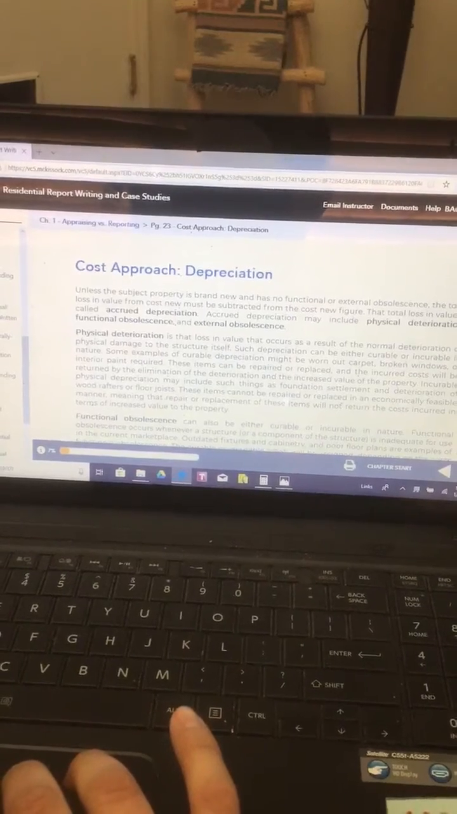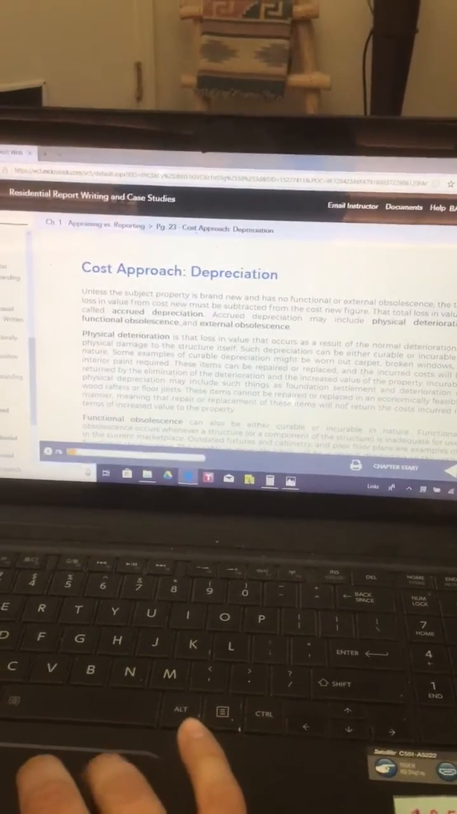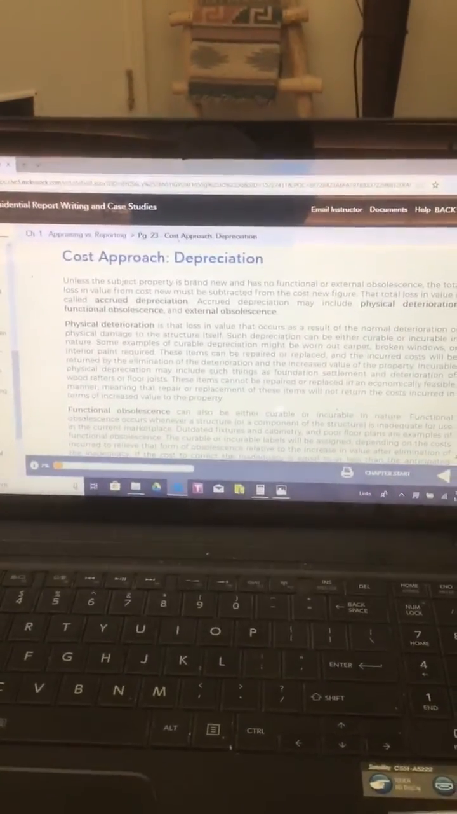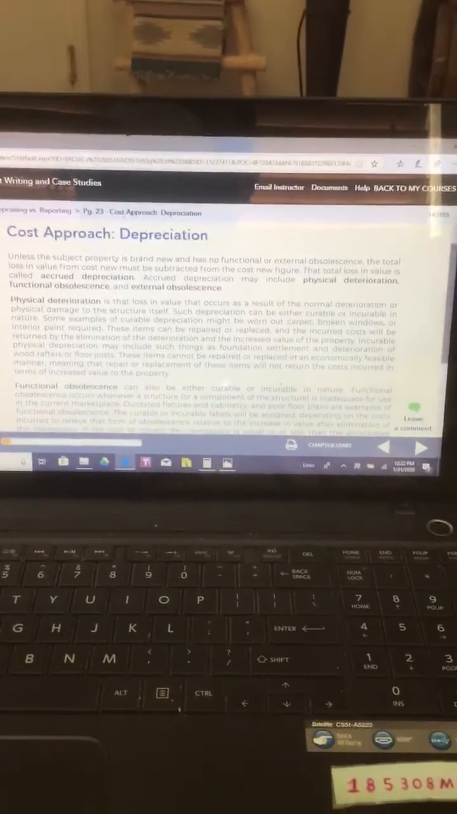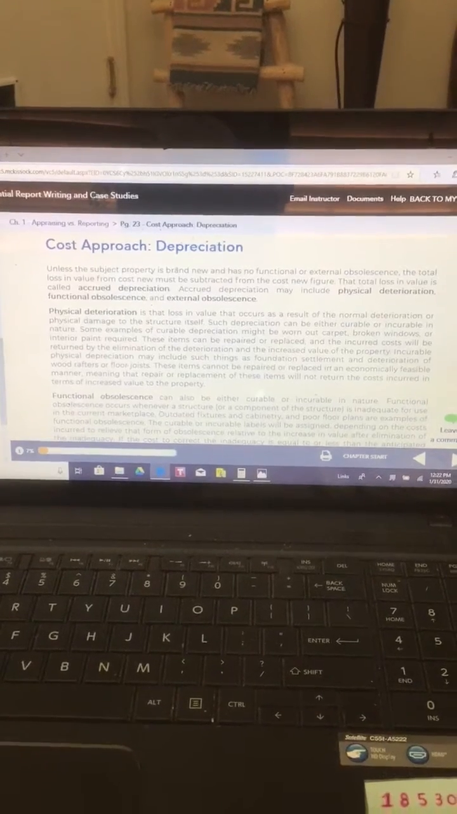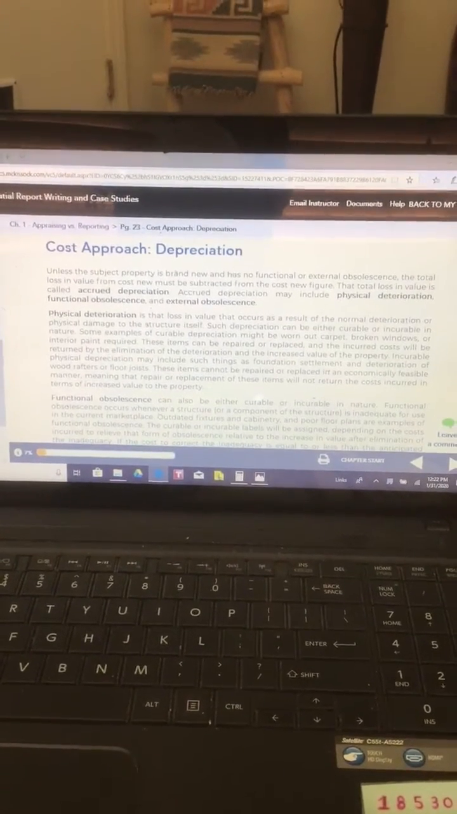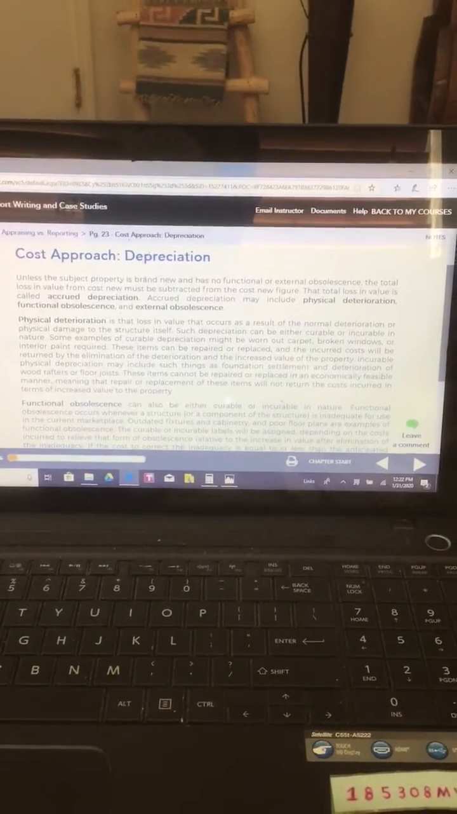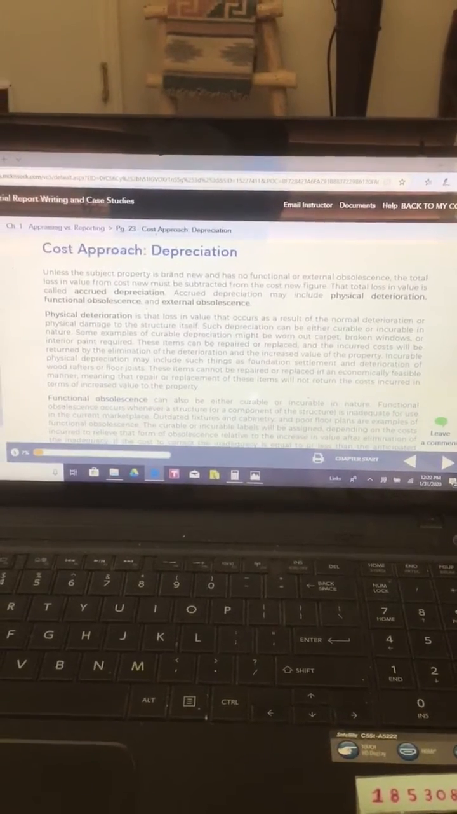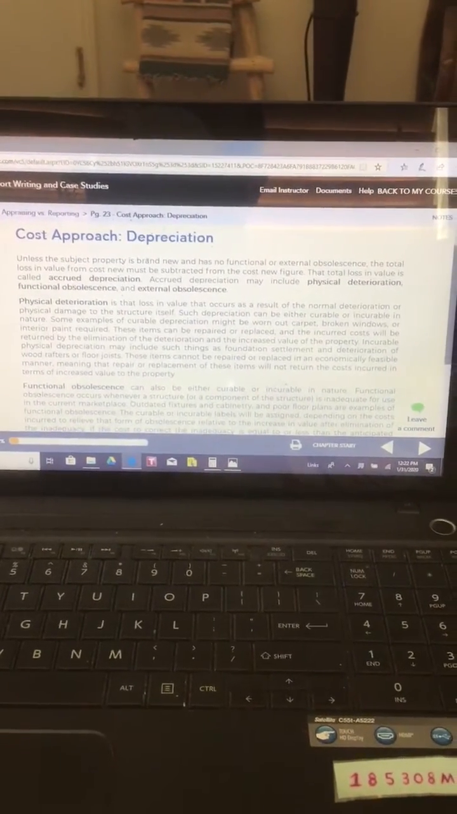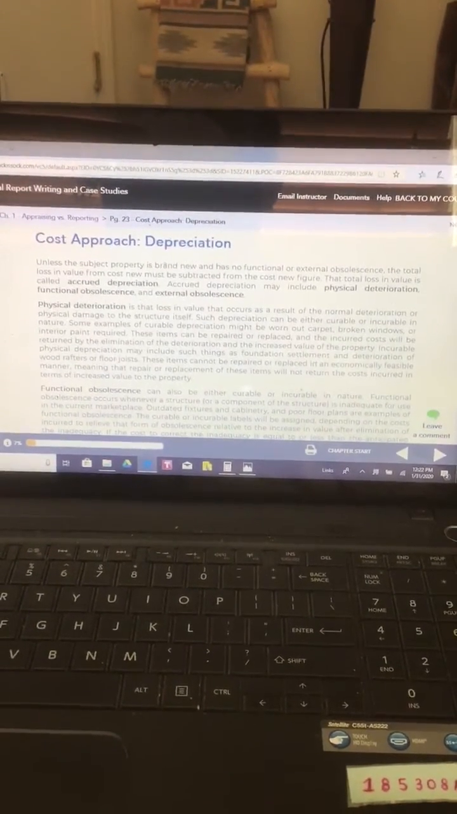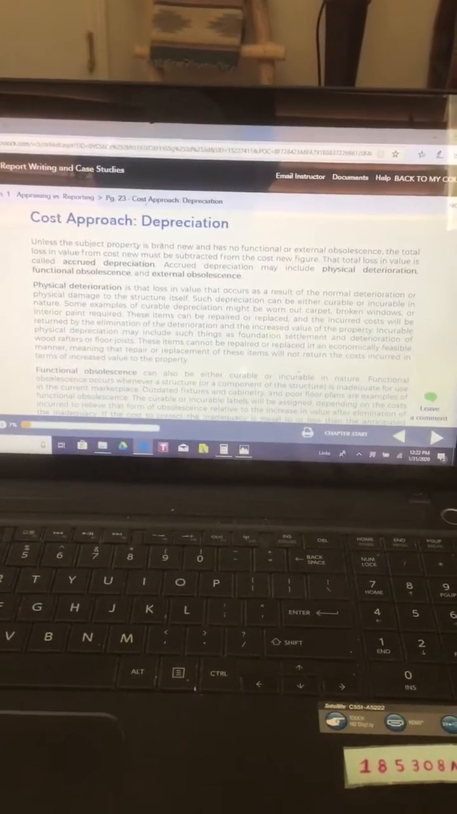Page 23, cost approach, depreciation. Unless the subject property is brand new and has no functional or external obsolescence, the total loss in value from cost new must be subtracted from the cost new figure. The total loss in value is called accrued depreciation. Accrued depreciation may include physical deterioration, functional obsolescence, and external obsolescence.